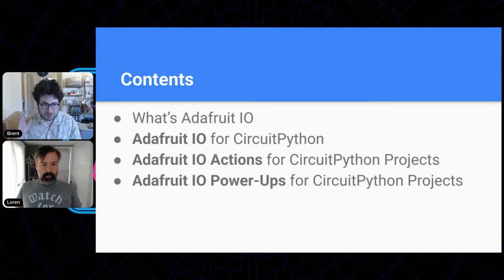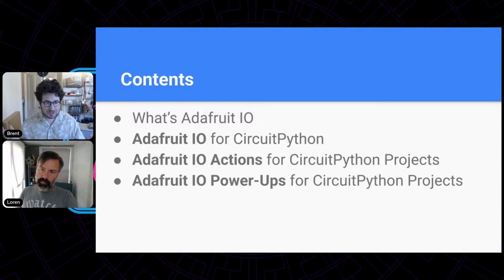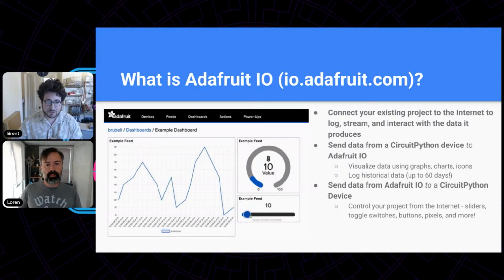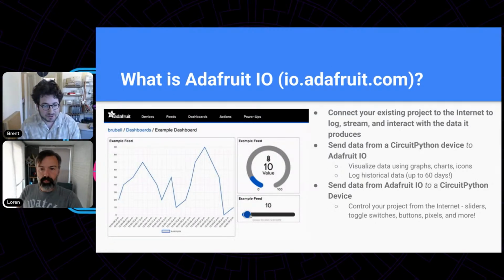CircuitPython's really great for getting up and running with your code, but Adafruit IO will help you take it even further. So we're going to discuss what Adafruit IO is, Adafruit IO for CircuitPython, Actions, which is a feature that we've had, but Lauren spent the last year completely redoing it, and it's really awesome. Can't wait to show it off for your CircuitPython projects, and then power-ups for your CircuitPython projects. So yeah, Lauren, do you want to start with what Adafruit IO is? Sure. Yeah.